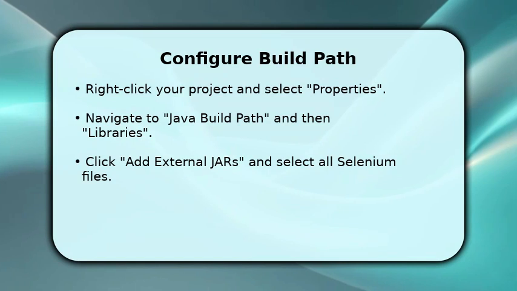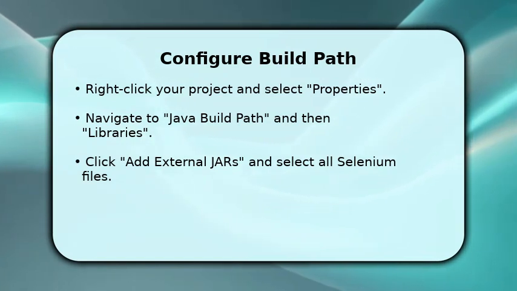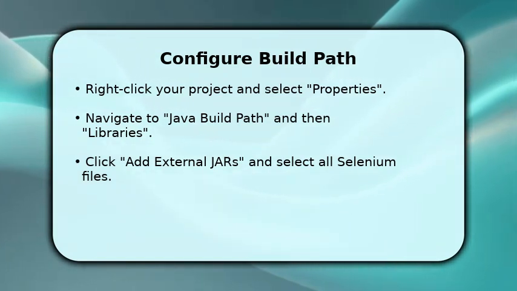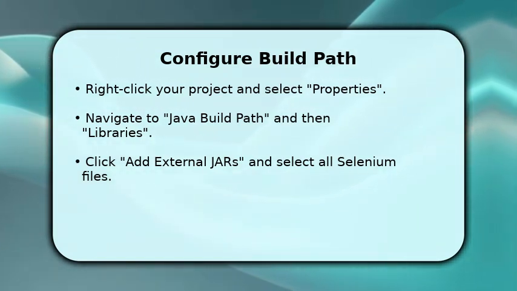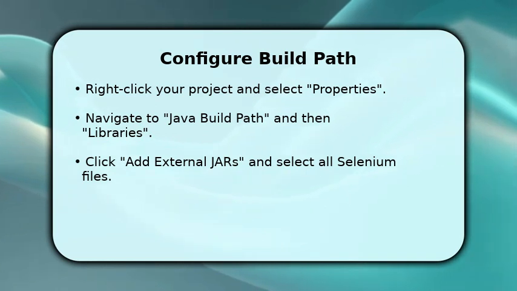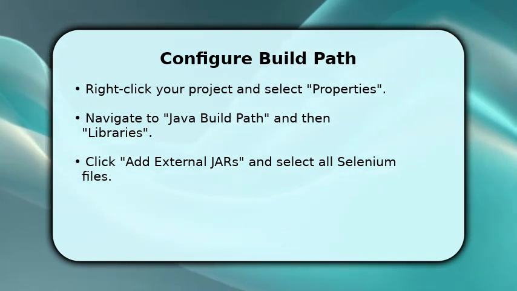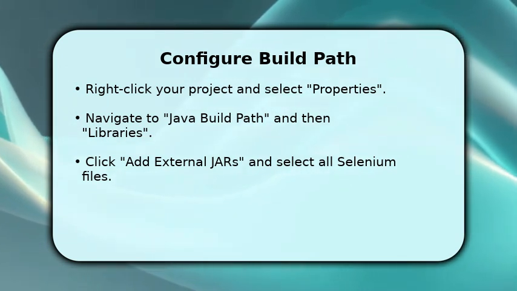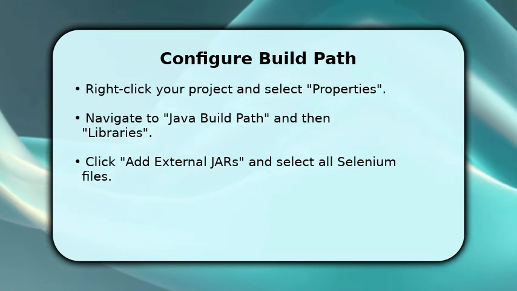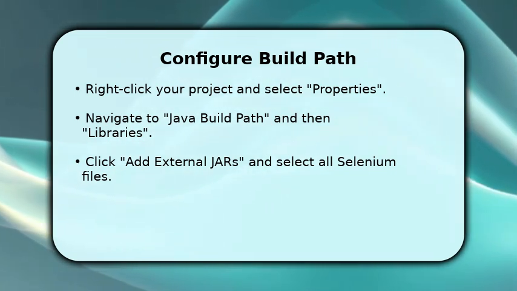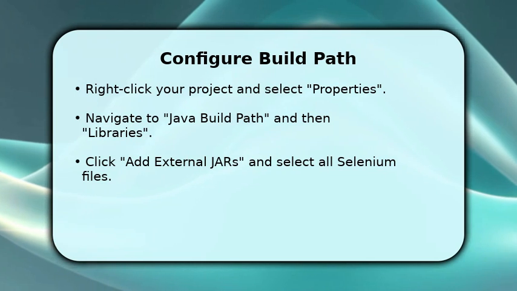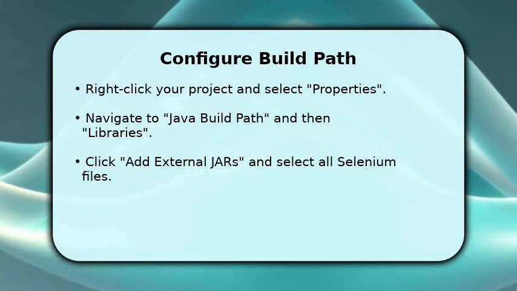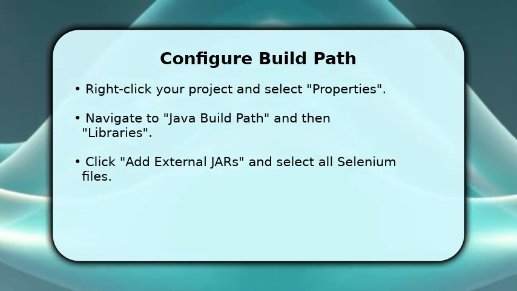Now, let's configure the build path. Right-click on your Java project in Eclipse and select Properties. In the Properties window, navigate to Java Build Path and then click on the Libraries tab. From there, choose Add External Jars and select all the Selenium WebDriver JAR files you downloaded earlier. This step links Selenium's functionalities directly to your project, making them accessible for your test scripts.